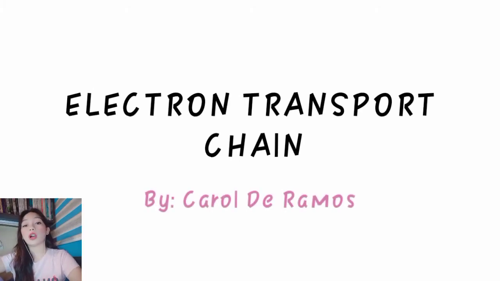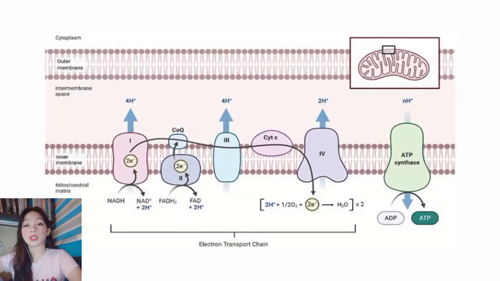Today we're going to talk about the electron transport chain. So what is the electron transport chain? The electron transport chain is a cluster of proteins that transfer electrons through a membrane within mitochondria. This is to form a gradient of protons that drives the creation of adenosine triphosphate, or what we call ATP. ATP is used by the cell as the energy for metabolic processes and cellular functions.